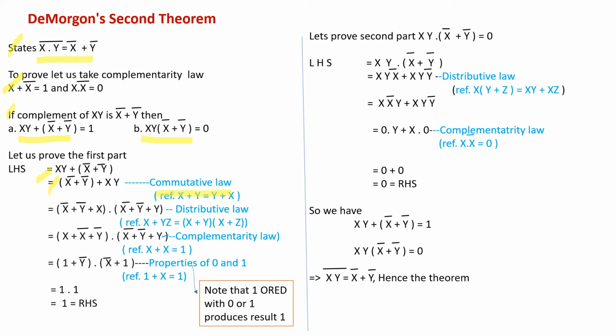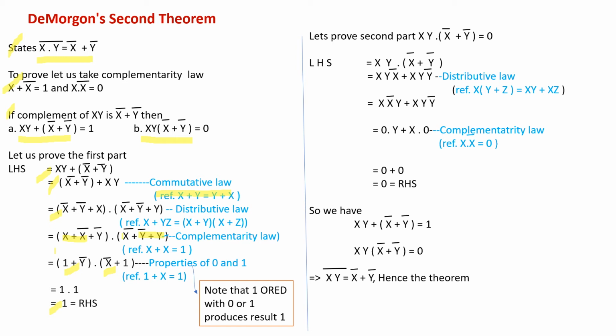Next we are going to bring the x and x complement together, y and y complement together, to apply the complementarity law, because we know that x OR x complement is equal to 1. We replace that in the expression, and we get 1 OR y complement and x complement OR 1. According to the properties of 0 and 1, we know that 1 OR x or 1 OR y is nothing but 1, and we replace it in the expression, and we get the end result as 1, which is nothing but the RHS.